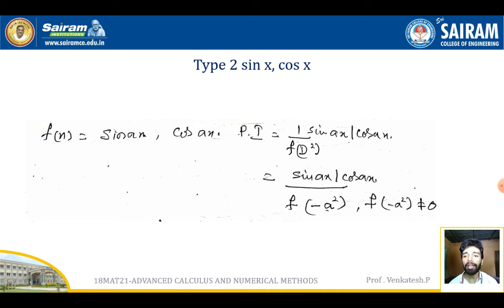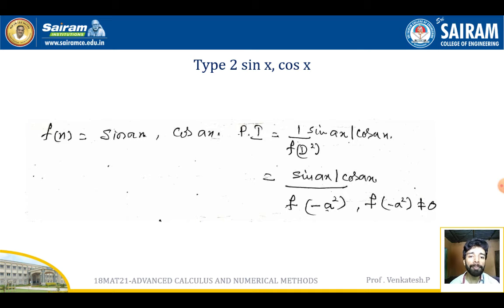If the function f of x is equal to sin ax or cos ax, the formula will be like this. The particular integral is equal to sin ax or cos ax divided by f of D square. Here we have to replace only D square terms, not D terms, not D cube terms. Only D square terms are to be replaced.